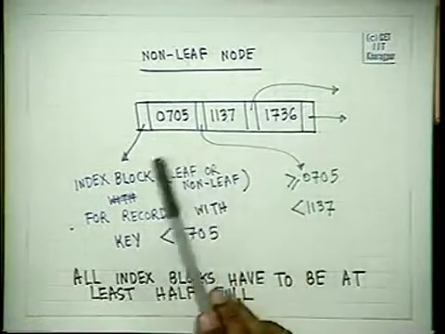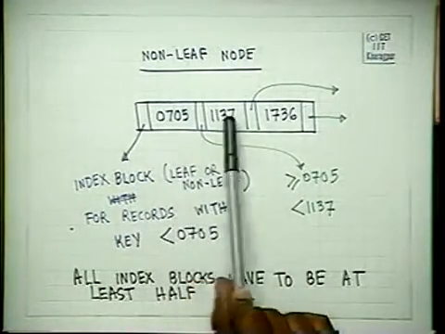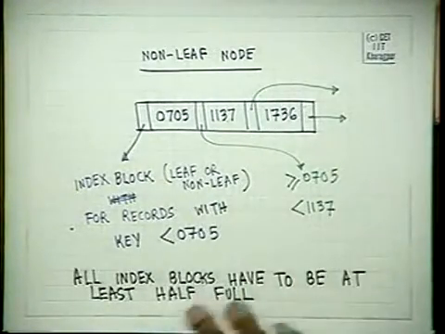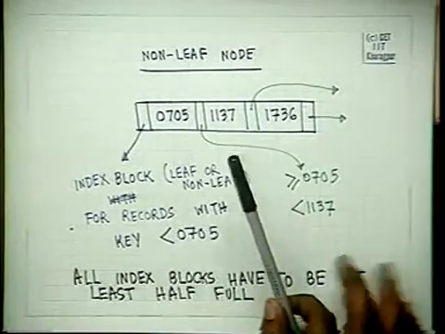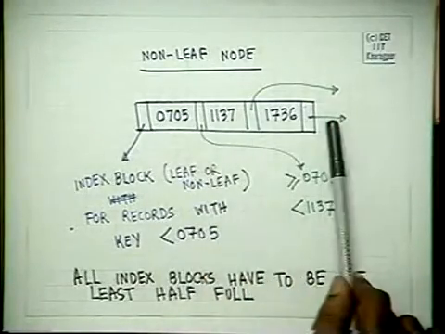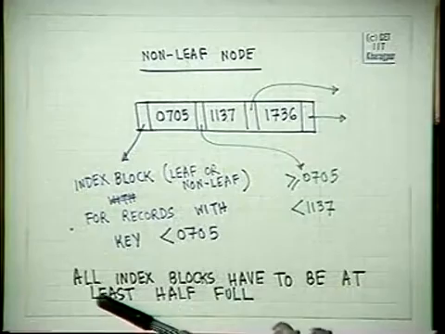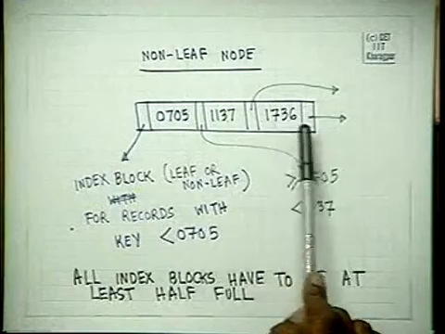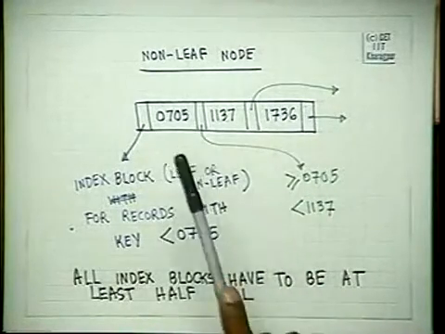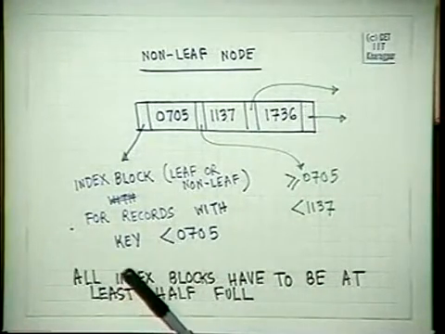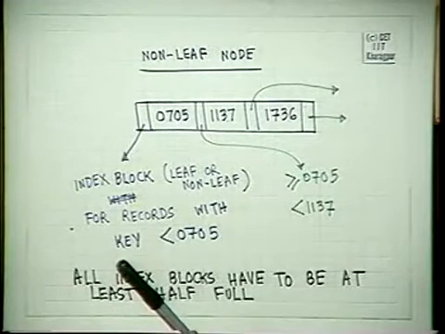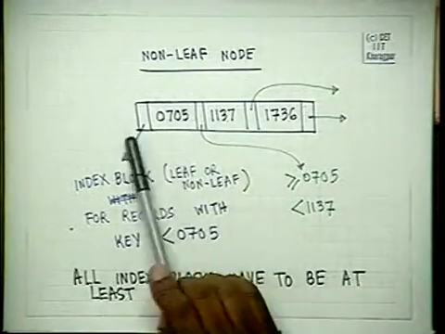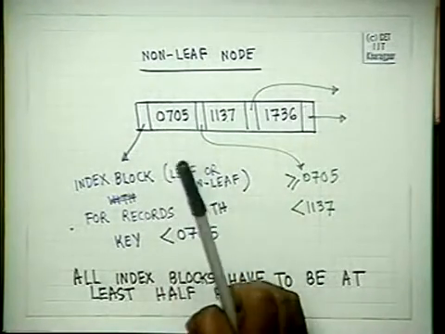In this particular case, I am not allowed to have only one pointer okay and 3 of them nil. This is not allowed. At least 2 pointers of the 4 must point to a valid place. That is, at least half of the pointers must point to valid index blocks. If I have 3 pointers, half means greater than or equal to half.